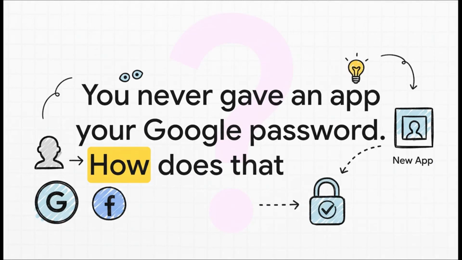So, picture this. You're trying out a new app. You see that login with Google button, you click it, give your OK, and boom, you're in. The thing is, you never actually typed your Google password into that new app. So, what in the world is going on? How does that even work?